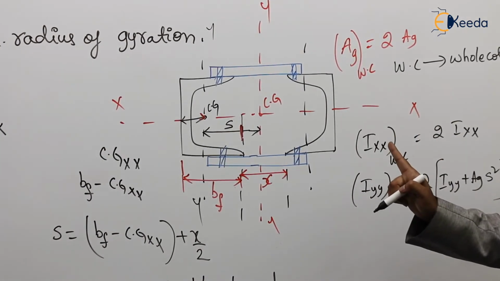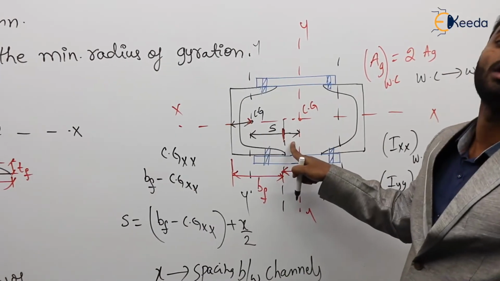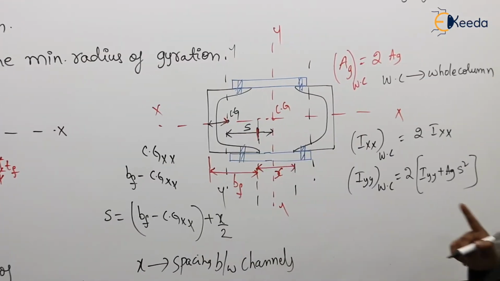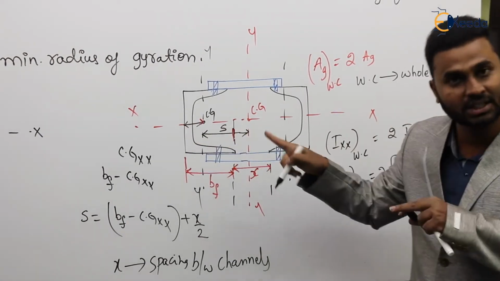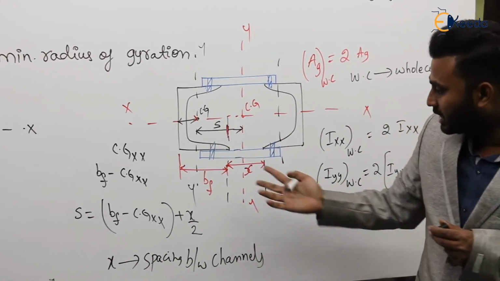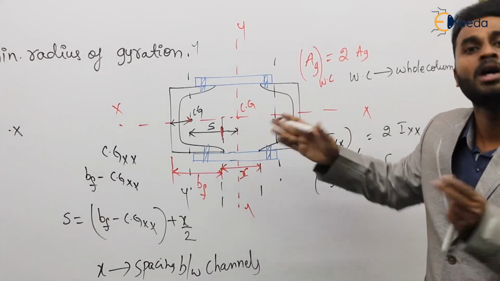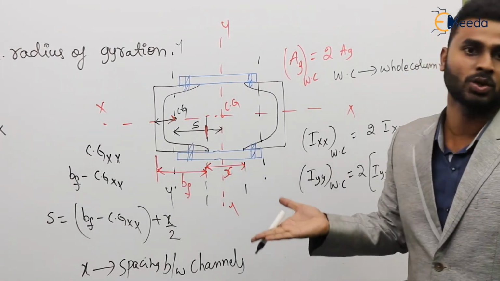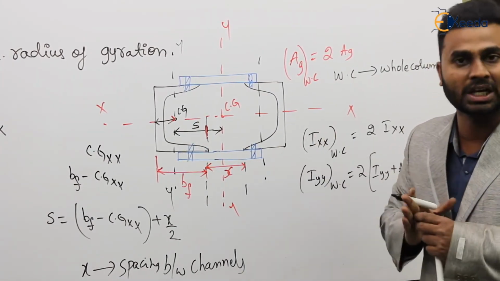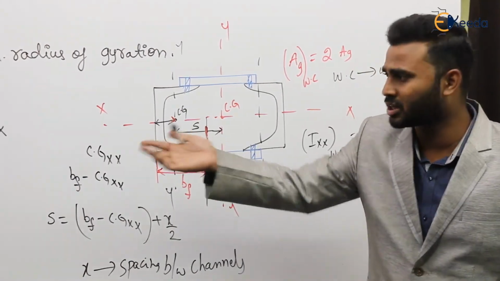Now coming to the Iyy, we have to apply the parallel axis theorem. For that, we should know the distance between the component y axis and the whole column y axis. So this is S. To calculate S, we should know the CG in X direction that is given in the steel table, and then the spacing. As we are designing this built-up column, we prefix this spacing. So x is also known as the spacing between those two channels. Based on that, the width of the flange of the channel is also given in the steel table.